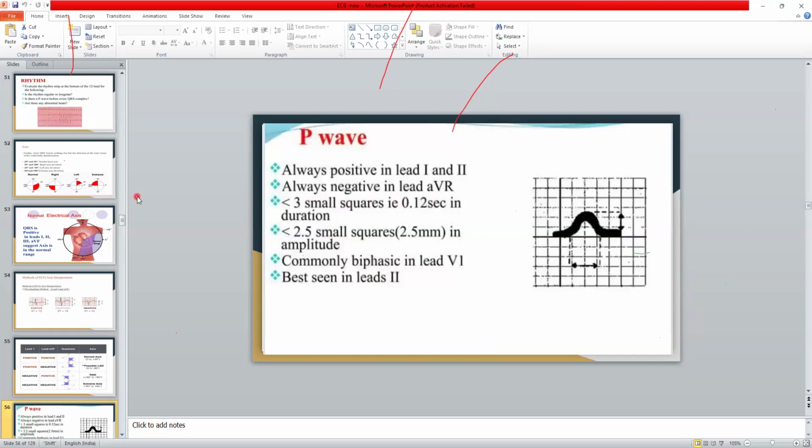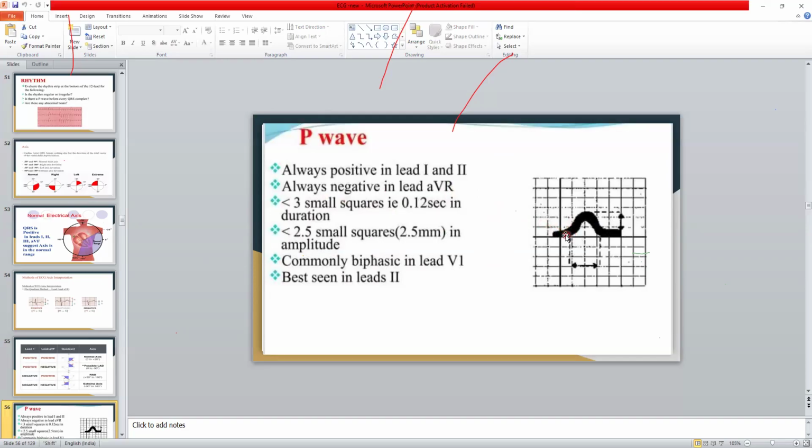Coming to the P wave, this is the P wave. It is always positive in lead 1 and lead 2. I have already told you that this P wave represents the right and the left atrial depolarization, and it is the first positive deflection in the ECG. It is always negative in the AVR. These are all the normal P waves. I'm telling you how the normal P wave looks.